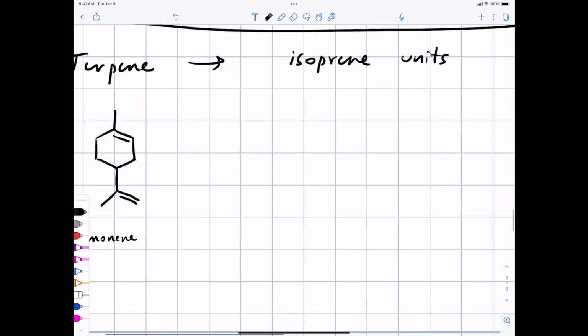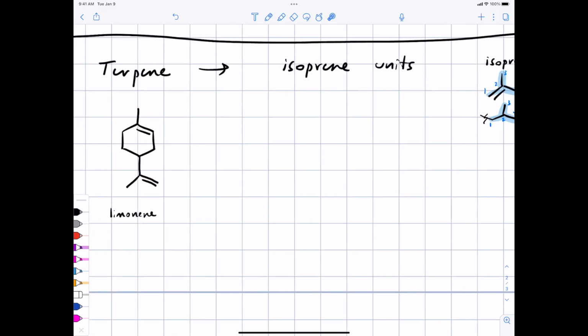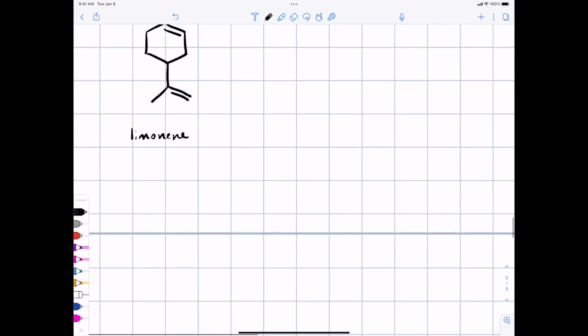How do you identify the isoprene units in limonene? Well, first, one of the reasons you can tell that it's a terpene is because it's got 1, 2, 3, 4, 5, 6, 7, 8, 9, 10 carbons, or 2 isoprene units. Molecules that are composed of two isoprene units, interestingly enough, are called monoterpenes. So a monoterpene is two isoprene units, 10 carbons.